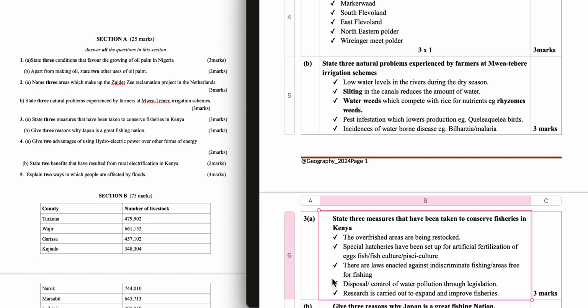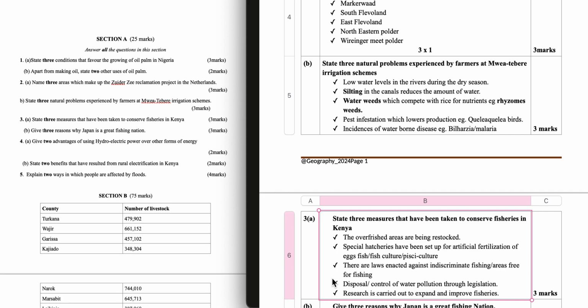Question 3A. State 3 measures that have been taken to conserve fisheries in Kenya. The overfished areas are being restocked. Special hatcheries have been set up for artificial fertilization of eggs. There are laws enacted against indiscriminate fishing. There is control of water pollution through legislation. Research is carried out to expand and improve fisheries.